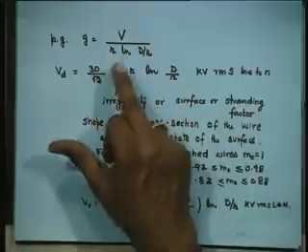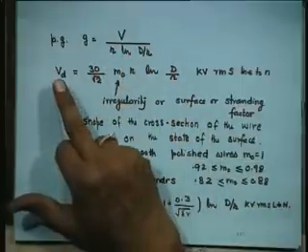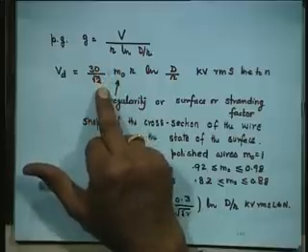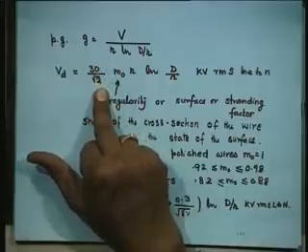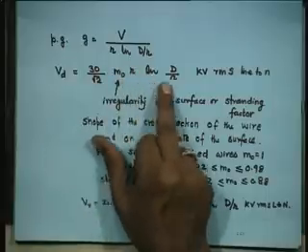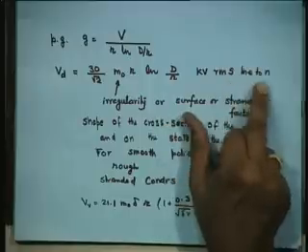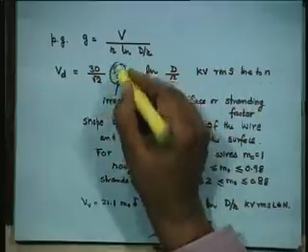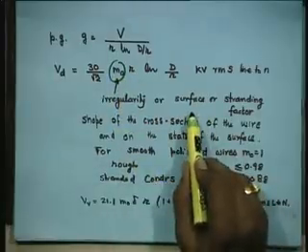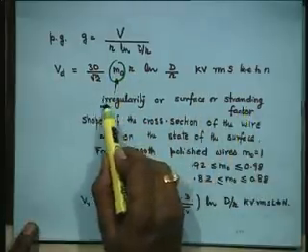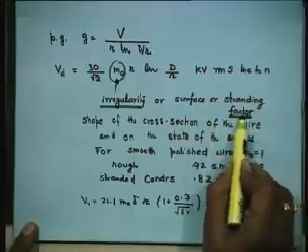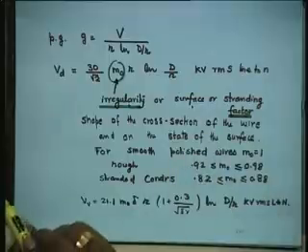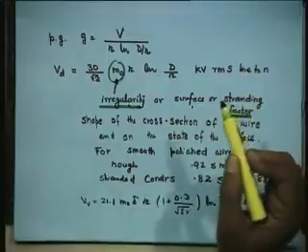Potential gradient G is V upon R ln D by R. So, Vd, the disruptive voltage, is 30 by root 2. Why root 2? To bring it to RMS. It was maximum value. M0 G0 R ln D by R kV RMS line to neutral. This M0 is called irregularity factor, or surface or stranding factor. Three names are there. Irregularity factor is the noun and the adjectives are irregularity, surface, stranding. All three mean the same thing.